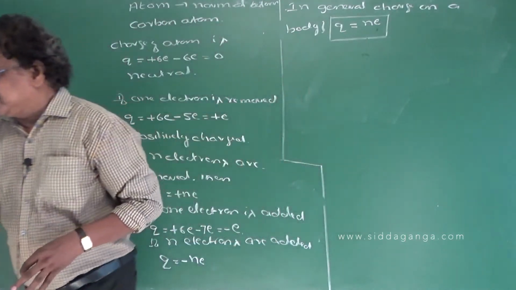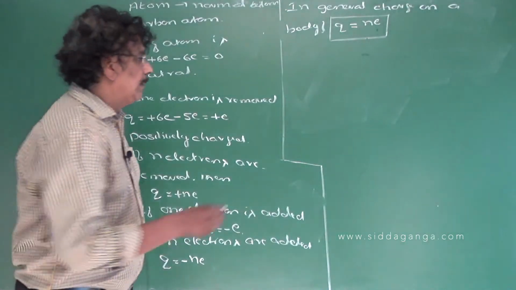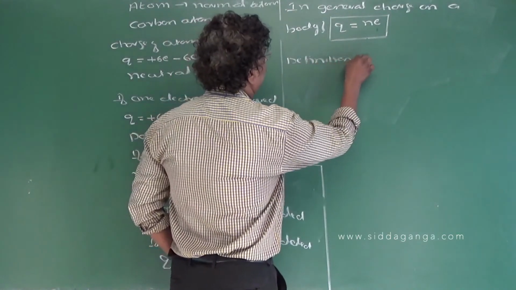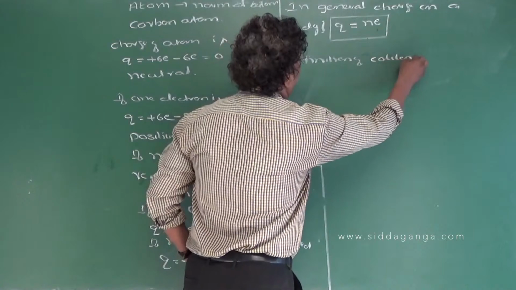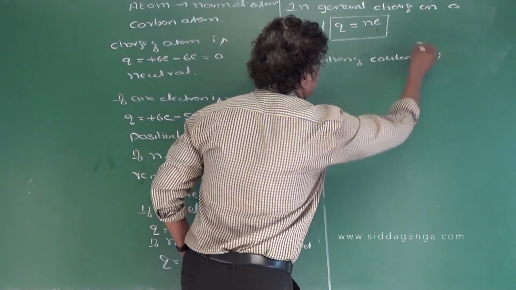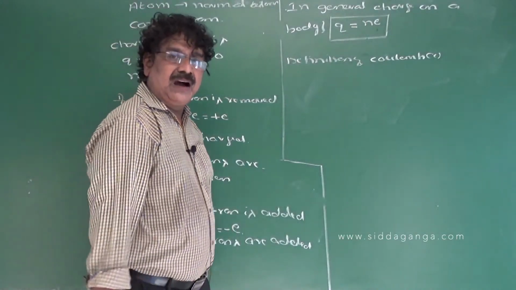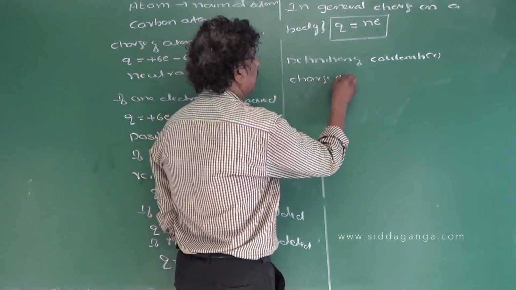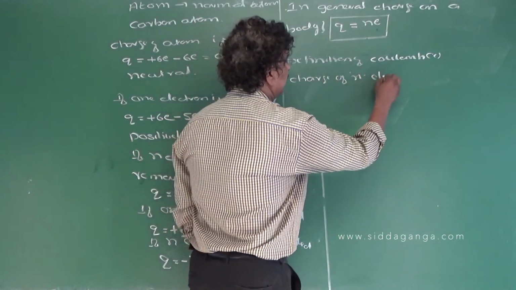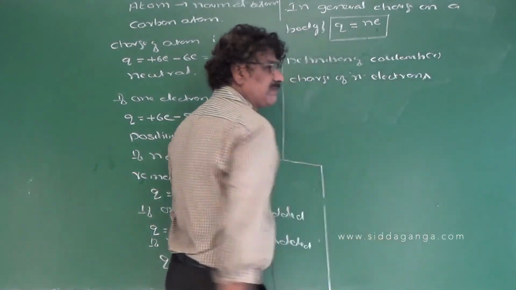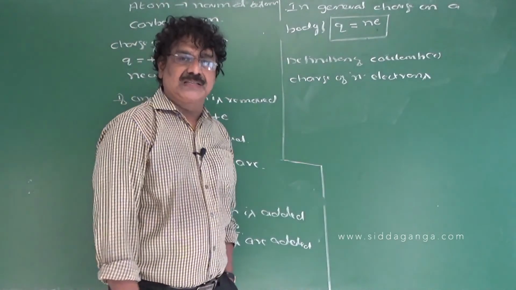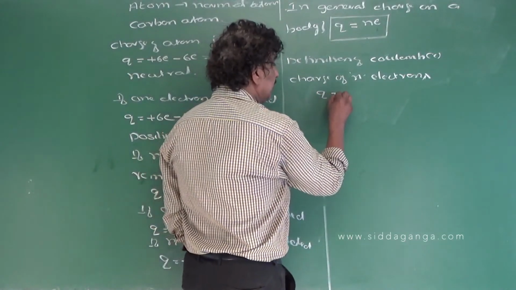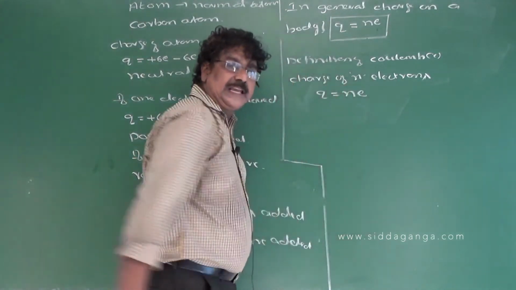Now define coulomb. Definition of coulomb, that is C. Now we have the charge of n electrons. Suppose we are having n number of electrons, then the charge on n number of electrons Q is equal to n into E.